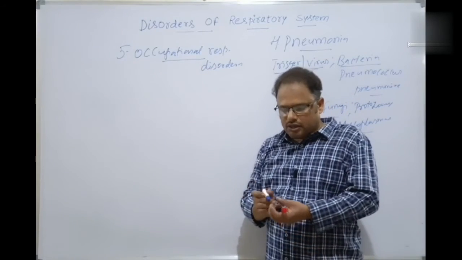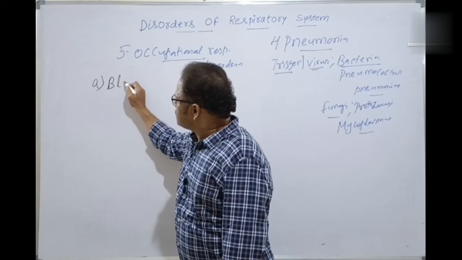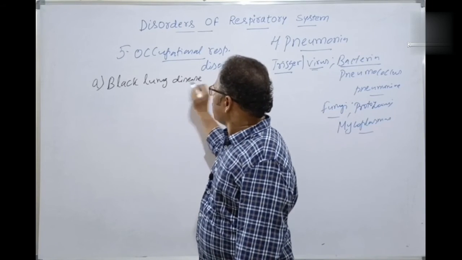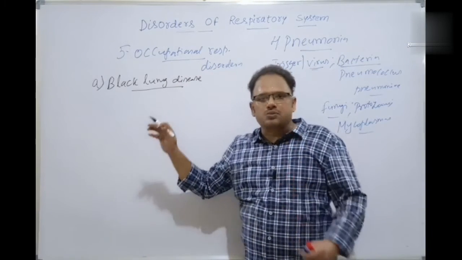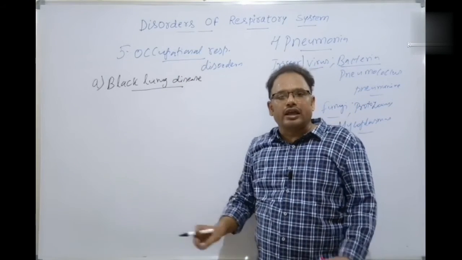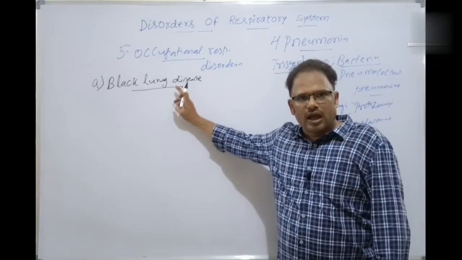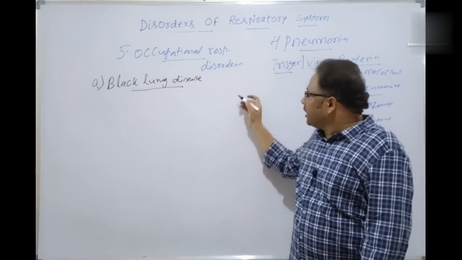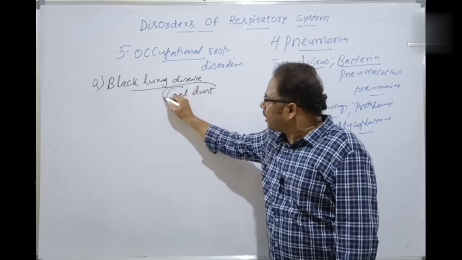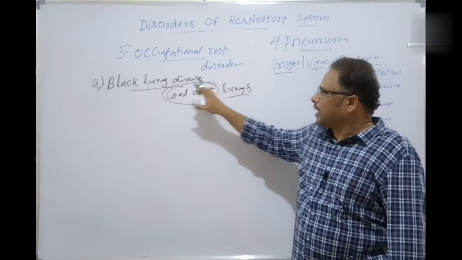Now let's discuss a few examples of this one. Number 1, black lung disease. A person who is regularly exposed to coal dust, who is working in the coal mine industry, has every chance that he gets recurrently exposed to the coal dust. As a result, he gets severe inhalation of the coal dust. Coal dust is accumulated in the lungs, and that is called a black lung disease.